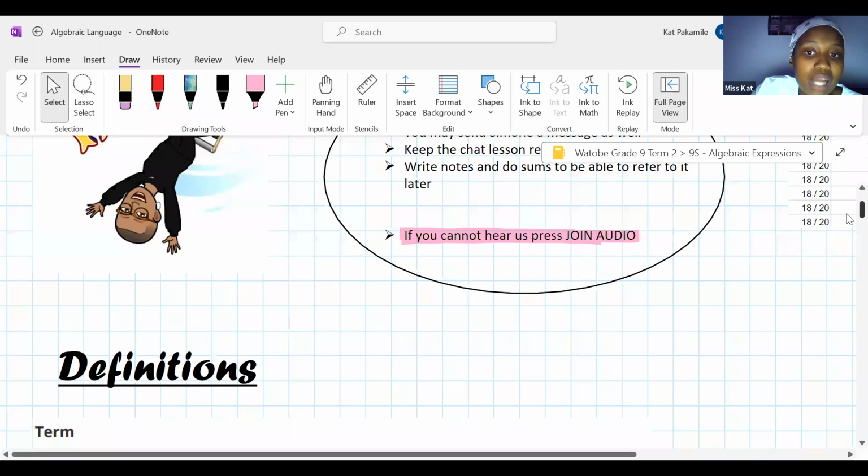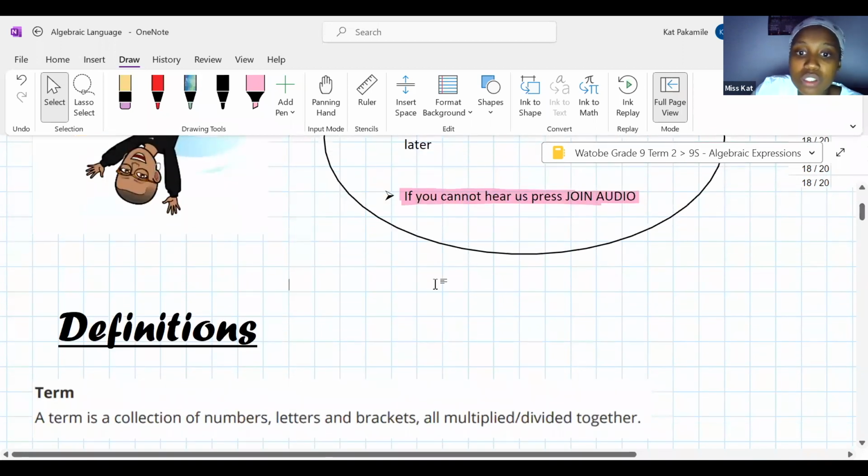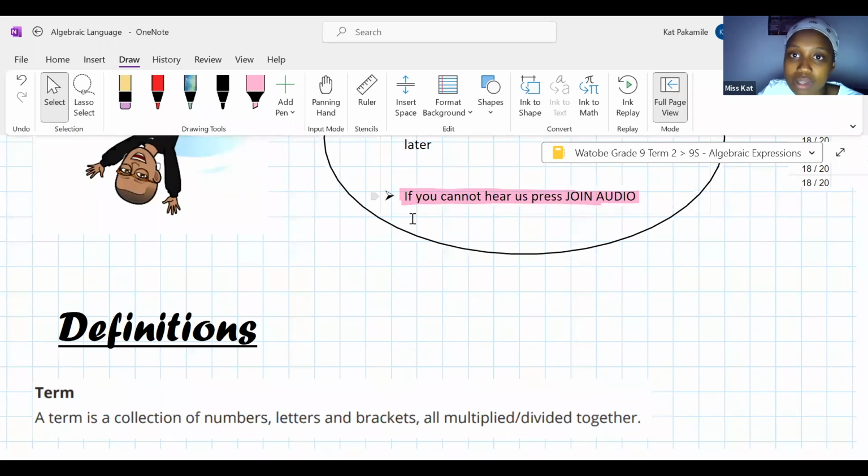Okay, so we're going to start with definitions. Algebraic language is the first part of this topic. A term is a collection of numbers, letters, and brackets, all multiplied or divided together.